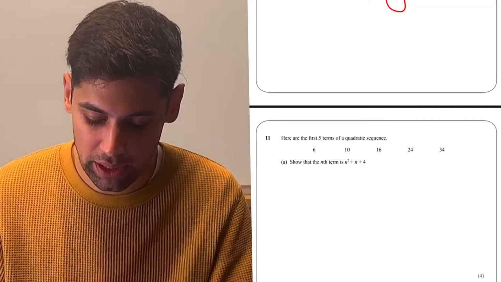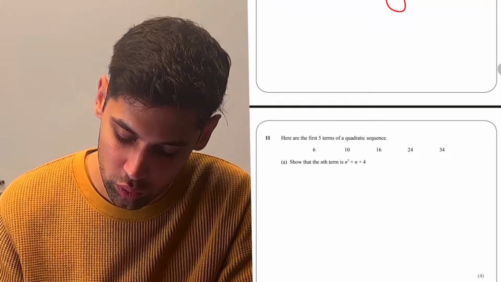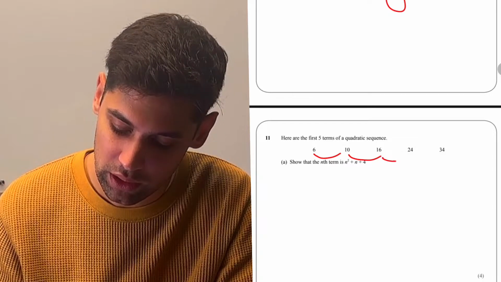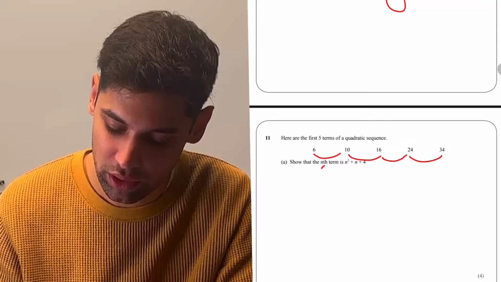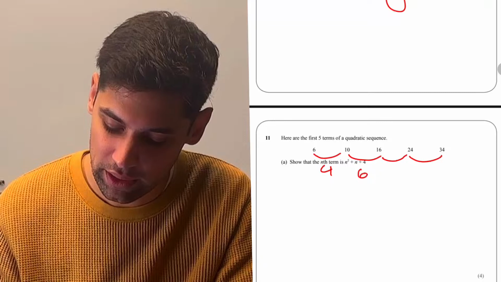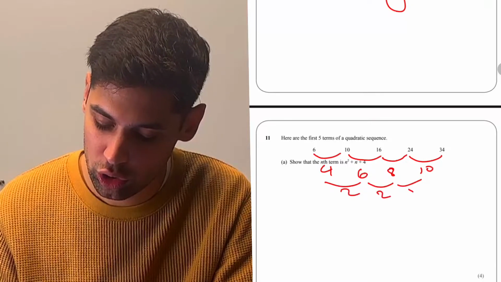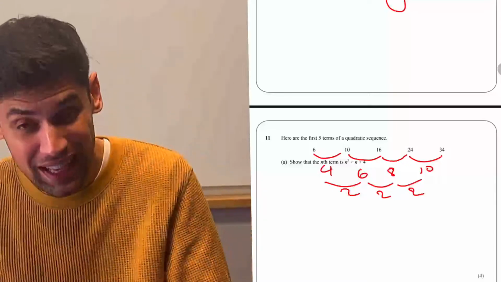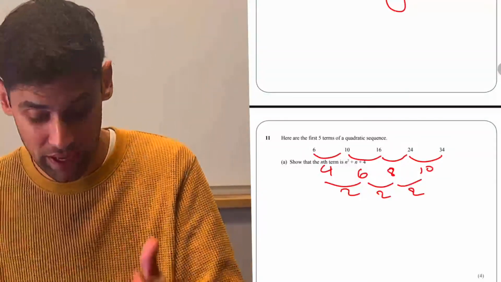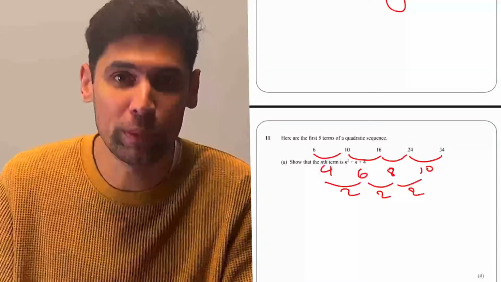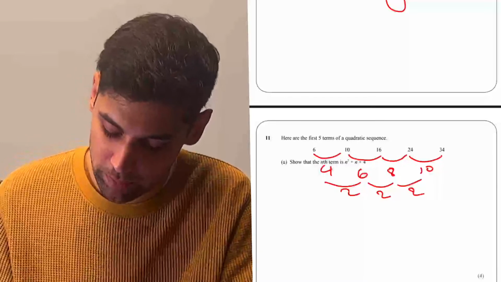Show the nth term is this. So remember the structure. Find the second difference. First difference is 4, 6, 8, 10. Second difference 2, 2, 2. Half the second difference, and that is the coefficient of n squared. So in this case, it's going to be 1 n squared.